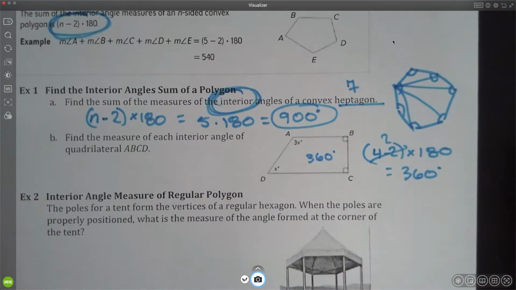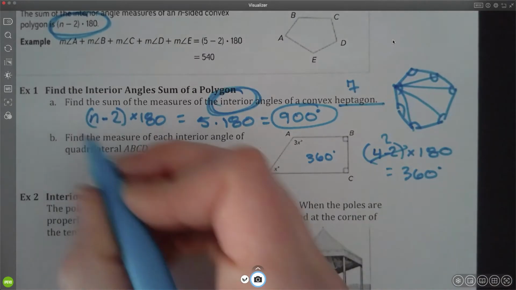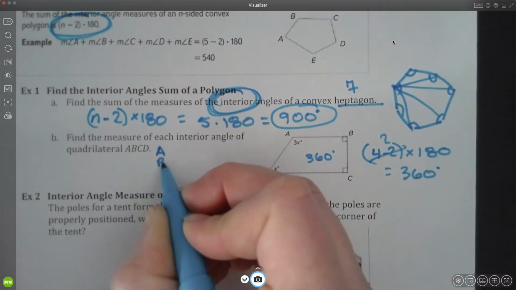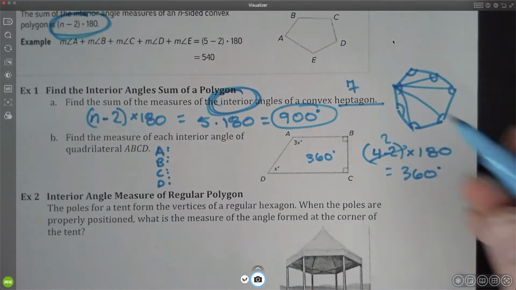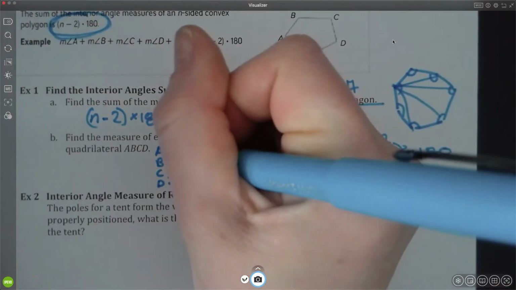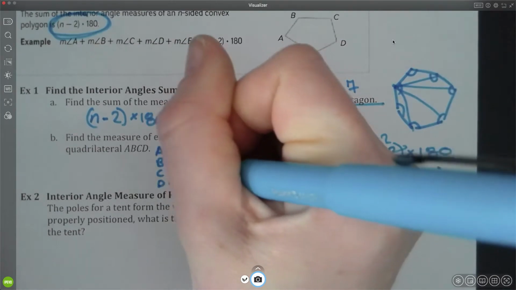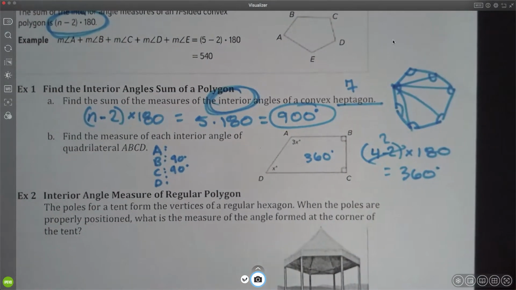Okay, now they want me to find what every angle is. So they want to know what A is, B is, C is, D is. We already know 2 of them. B and C are both 90. Okay, we know that from the box. So how do I figure out the other 2? A is 3 times as much as x is.